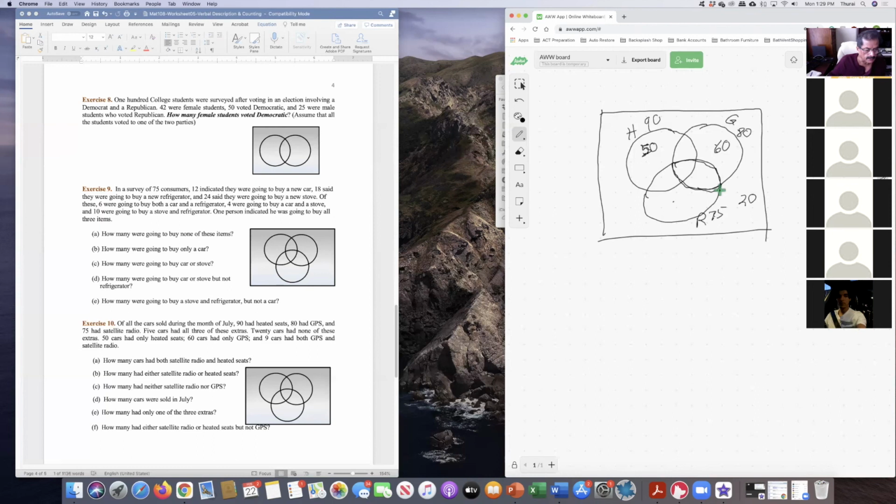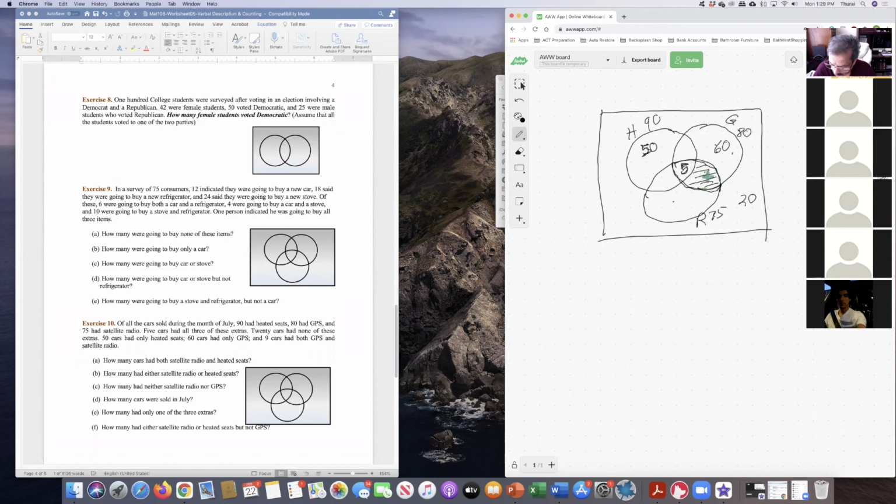Okay, let me read it again. 90 had heated seats, 80, 75. What about the 5 that had all 3? That's the part I'm missing. 5 cars had all 3. That's what is missing. And it'll go in the center, right? Center, right. So the 5 cars go here. And the other statement, 9 cars had both GPS and radio. From that, we can tell this section. How many are here?